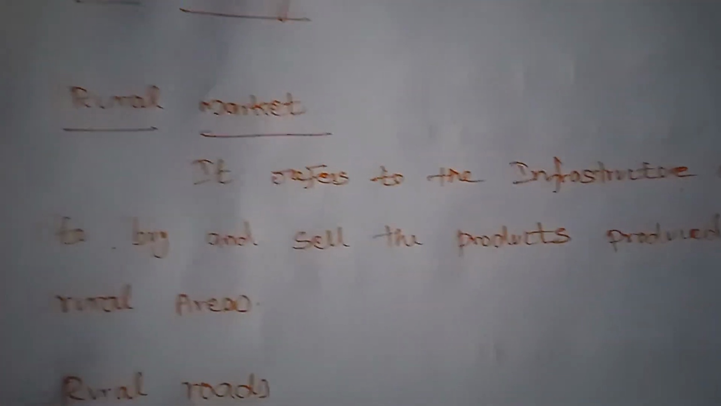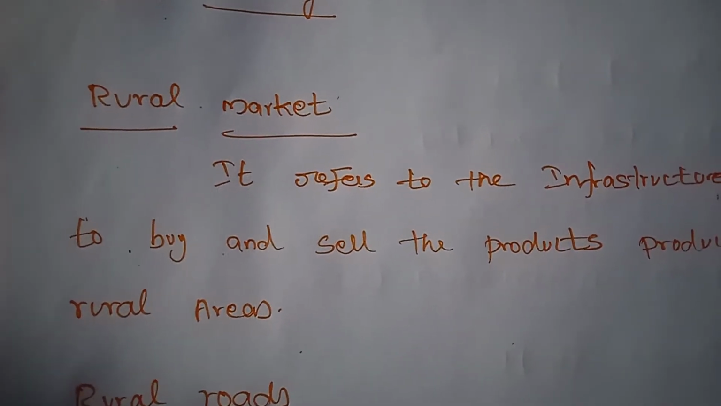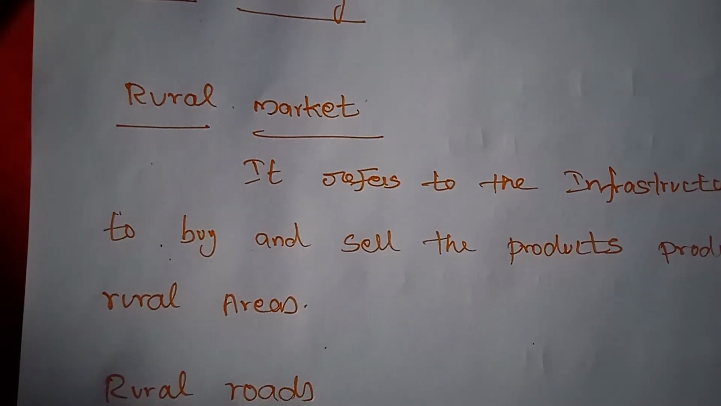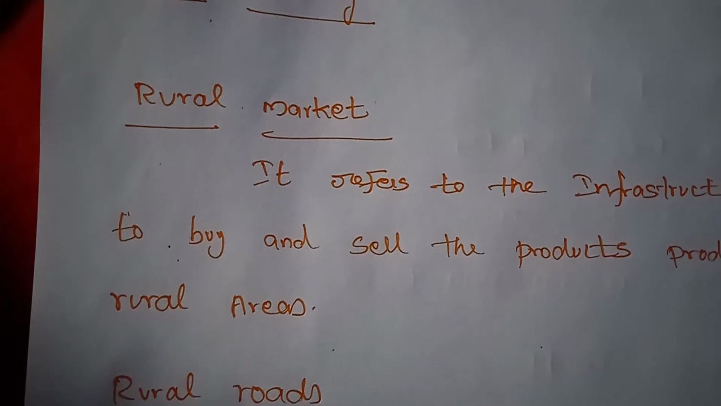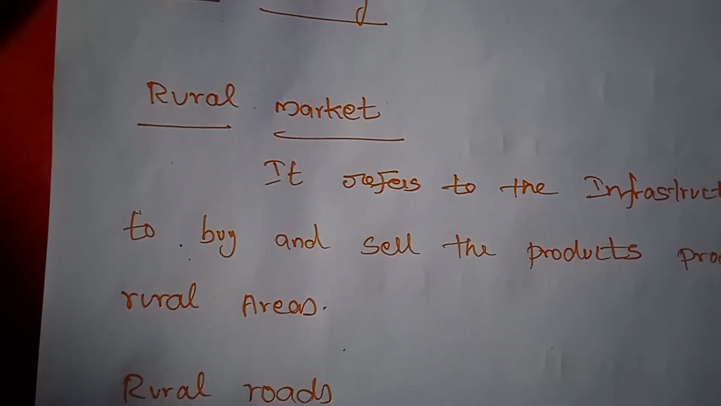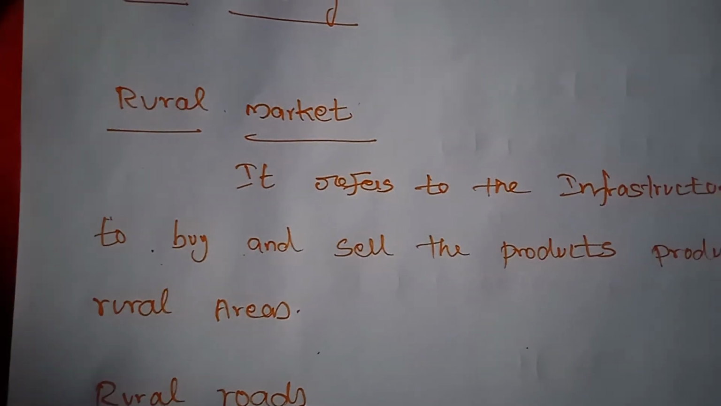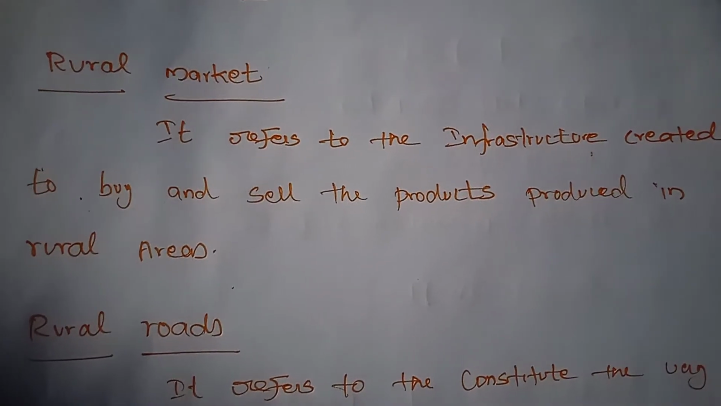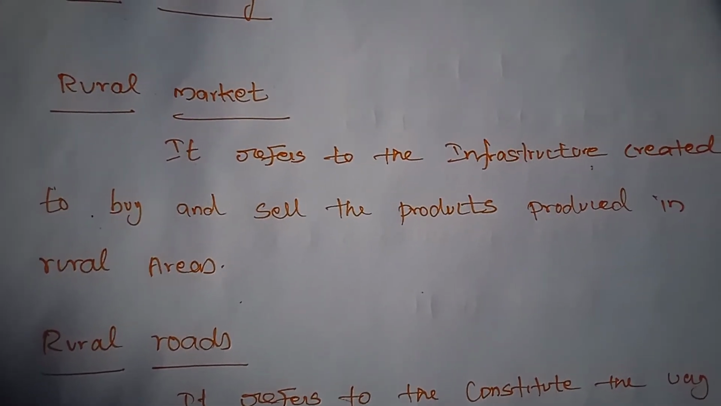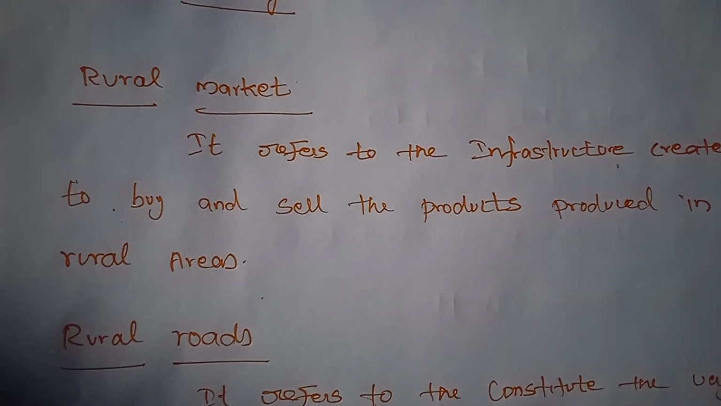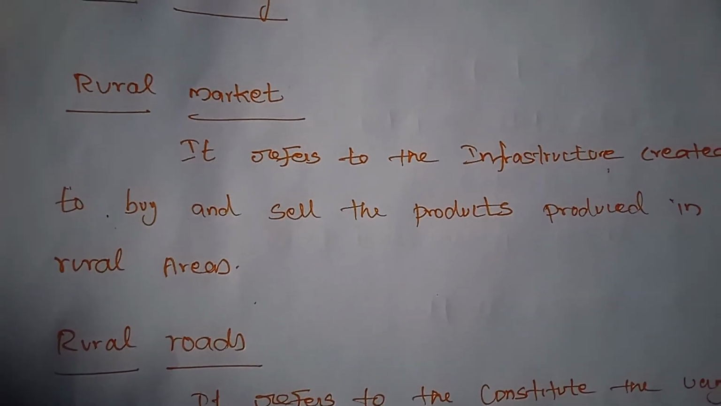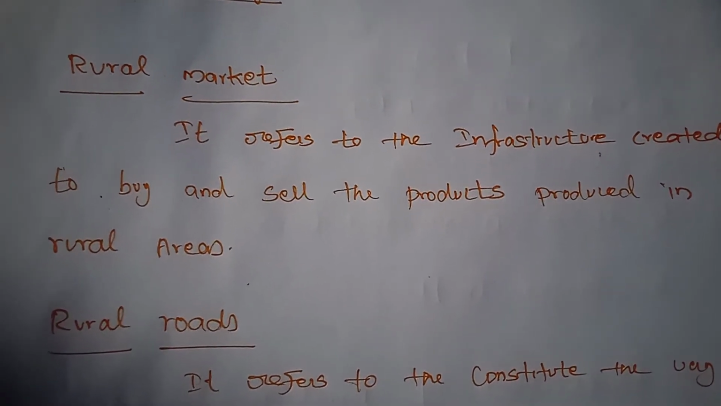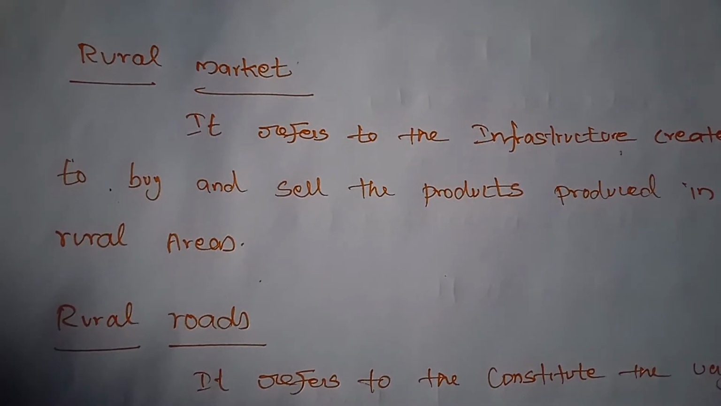Next, rural markets. The rural market refers to the infrastructure created to buy and sell the products produced in rural areas, and also to purchase the needed products and farm inputs produced in urban and other regions. As we have studied already, market facilities are one of the important factors, and in rural areas also, one of the important factors for improving the rural area is the rural market. In this rural market, all the items are produced by the local entrepreneurs.